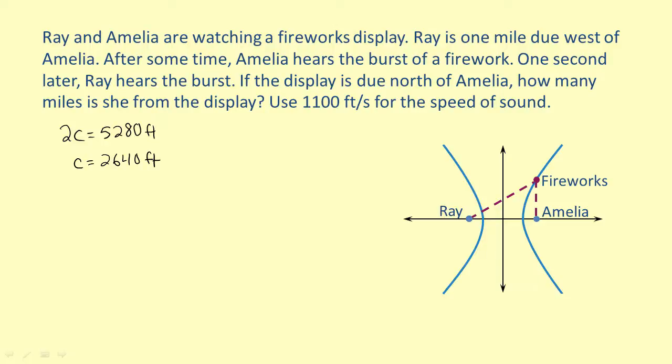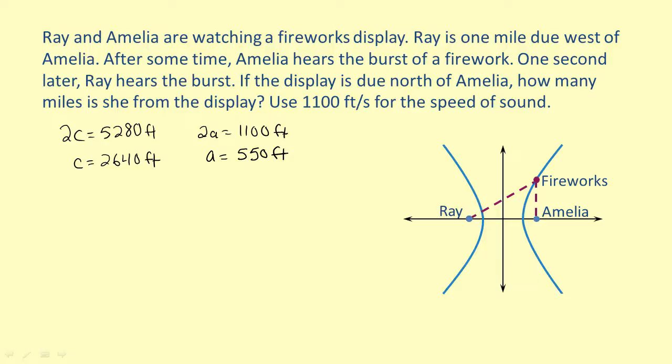We are also given a, but it's a little more difficult to pick out. The important piece here is that Ray hears the burst exactly 1 second after Amelia. Since we are given that sound travels at a rate of 1,100 feet per second, we know the sound of the burst traveled 1,100 feet from the time it reached Amelia to the time it reached Ray, 1 second later. Recall that the distance from a focus to any point on the hyperbola minus the distance from that point to the other focus is equal to 2a. So, we will set 1,100 equal to 2a. This means that a equals 550.